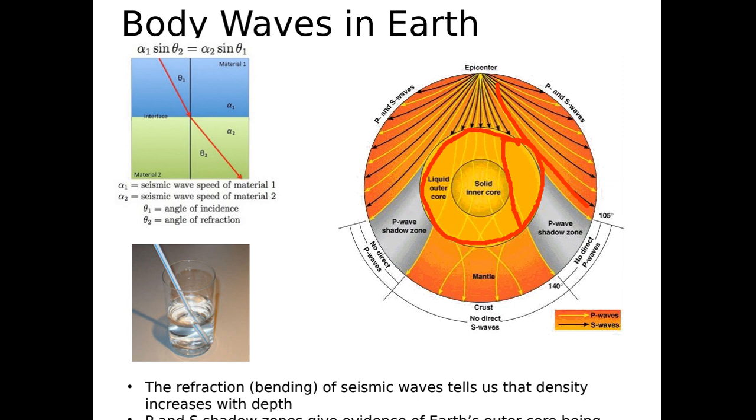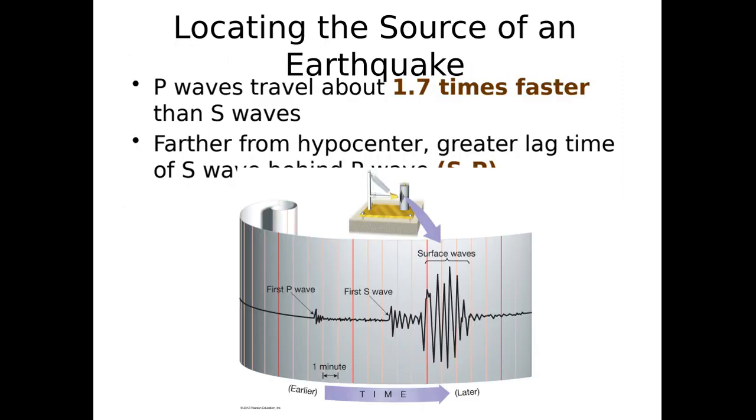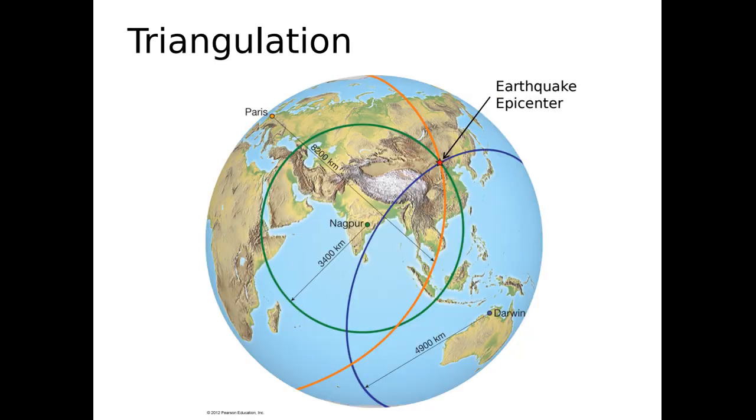And I mentioned P waves are faster than S waves. So we know how much faster, so we can measure how far the earthquake is away. And if we have 3 locations, we can draw a circle of how far it is away. And there's only one location on Earth where that could be, and that's the epicenter.